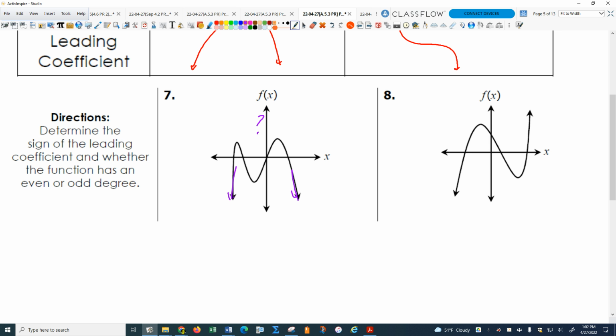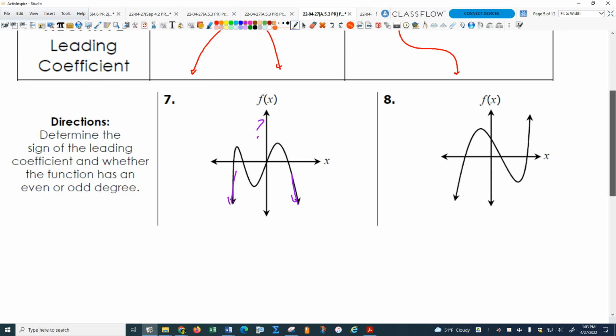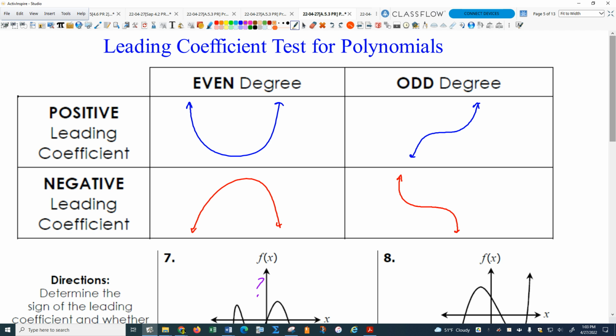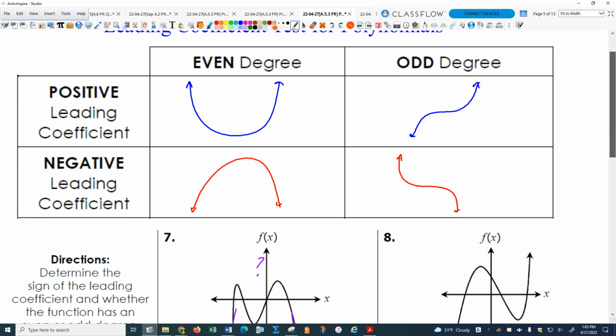So in other words, this one, how would you describe it? The left end behavior is up or down? Down. Right end behavior is down. So what's that tell you then? Even function, what, positive or negative leading coefficient? It'd be negative, wouldn't it? Negative leading coefficient, even degree, right? Okay.